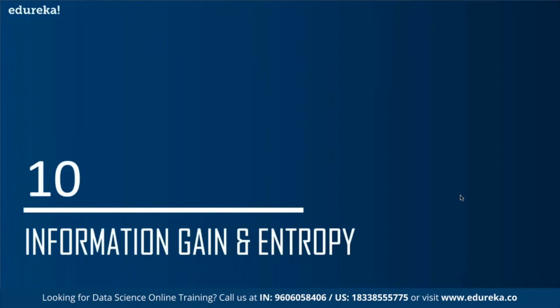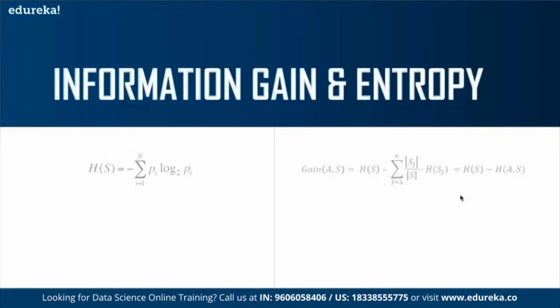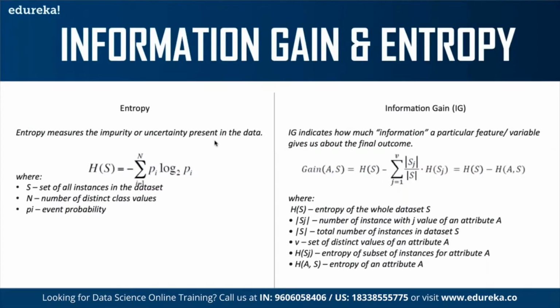Then we have information gain and entropy. Entropy measures the impurity, or the uncertainty, of the data present in any given data set. Whereas information gain makes sure that the information of a particular feature or variable gives us more about the final outcome. And entropy focuses on finding any kind of uncertainty, for example when the entire data is ambiguous.